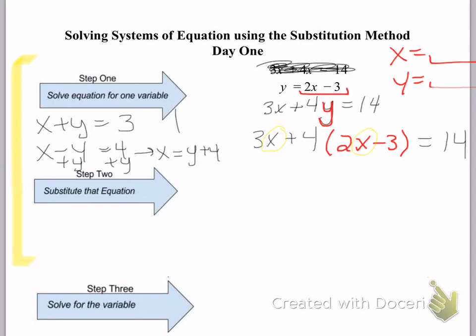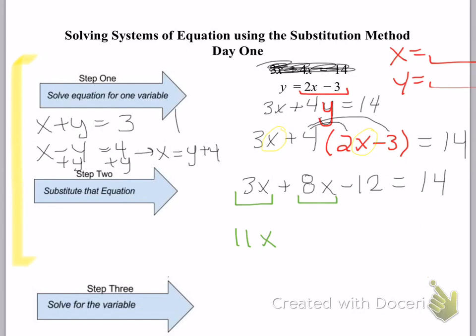Well, how would we do that? First step would be to distribute that 4 through to both terms. So our 3x would come down, plus 4 times 2x, which gives you 8x, and 4 times negative 3, which gives you negative 12, and then equals 14. Well, back to day 1, where you have to combine your like terms. Here's an x, here's an x. They're like terms. Let's combine them together. So we have 3 plus 8, which gives you 11x, and then minus 12 equals 14.